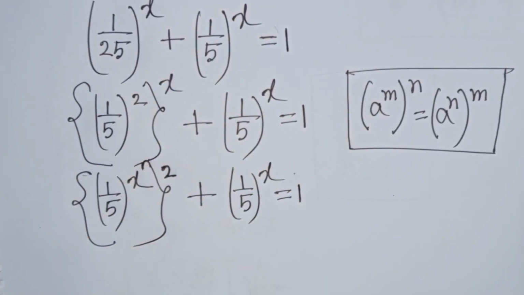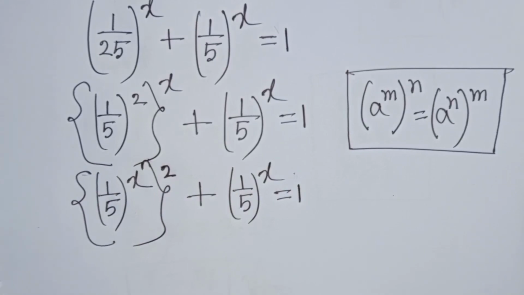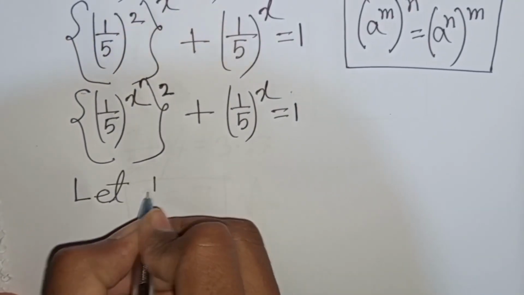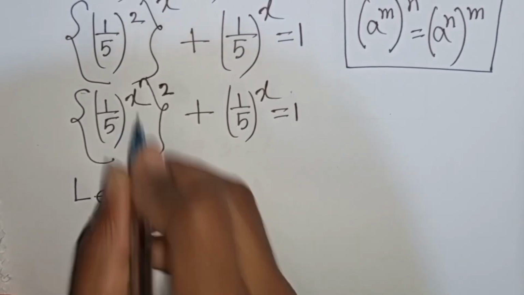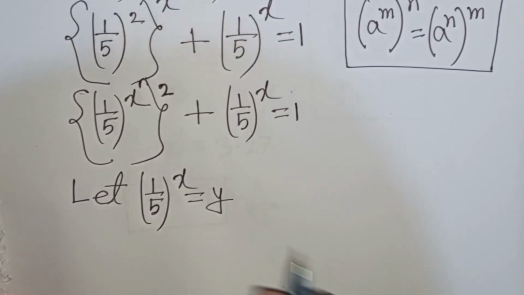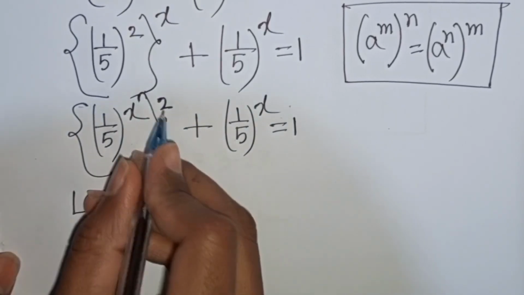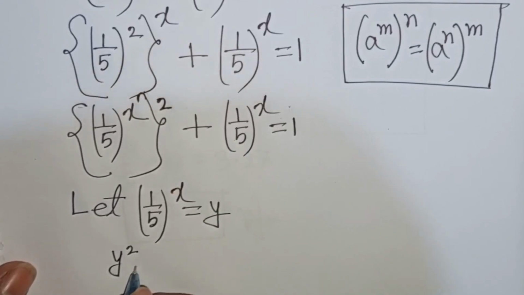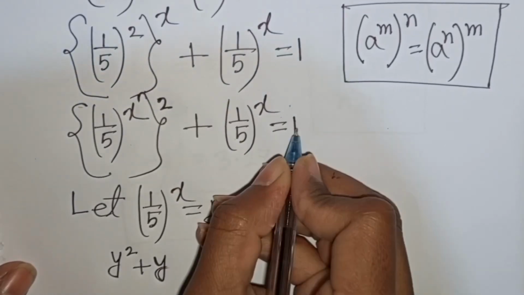Now we see 1 by 5 bracket power x, 1 by 5 bracket power x, both terms are same. So let 1 by 5 bracket power x be substituted by y. So our equation will be y square plus y is equal to 1.